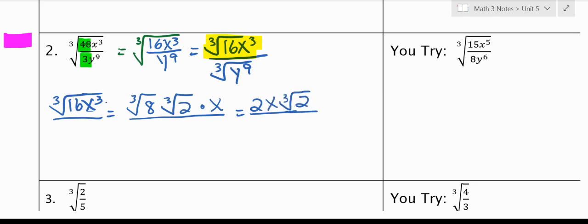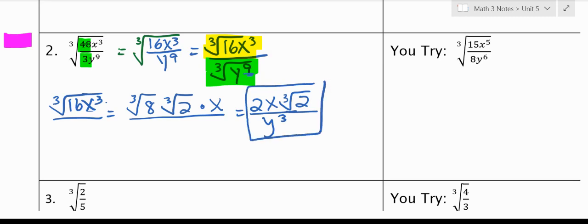The bottom part, I'm going to go ahead and simplify this out. So again, it's like just dividing the exponent by the index. So 9 divided by 3, I can get 3 groups out of that. And that's as far as we can go. So we would get our answer to be 2x cube root of 2 over y cubed.